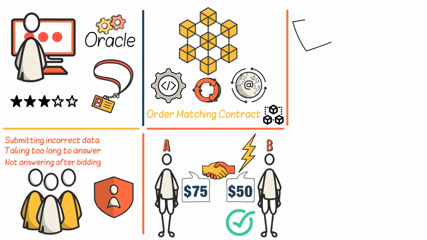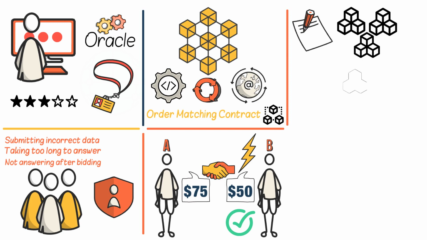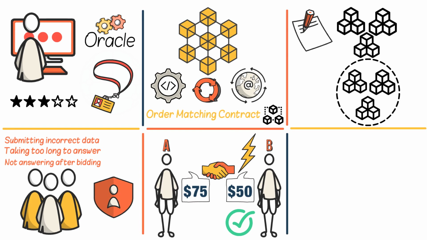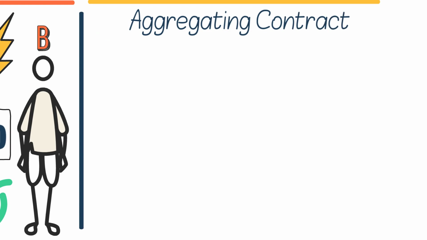Naturally, depending on the type of information requested in the requesting contract, the number of nodes selected to handle the request can vary. The more challenging or significant requests generally get more nodes for a better, more accurate consensus. Finally, we have the aggregating contract, or the final filter.